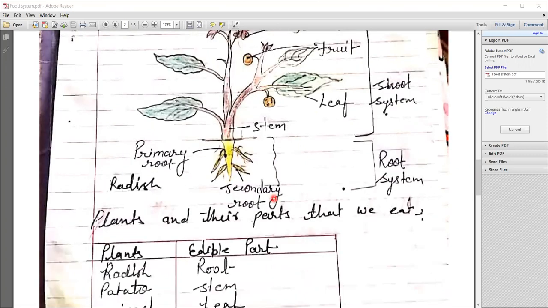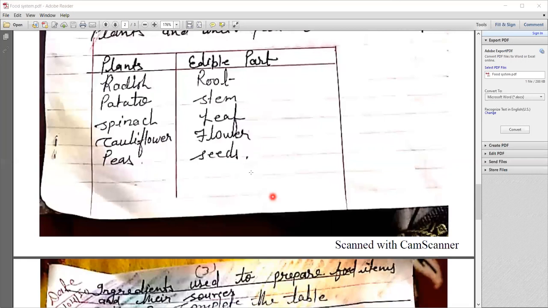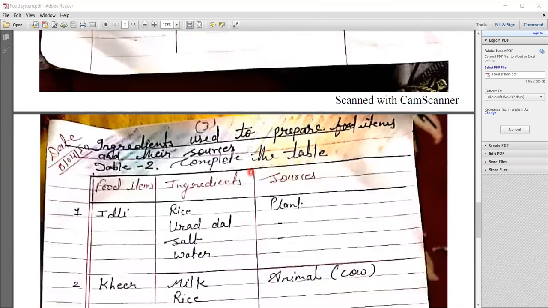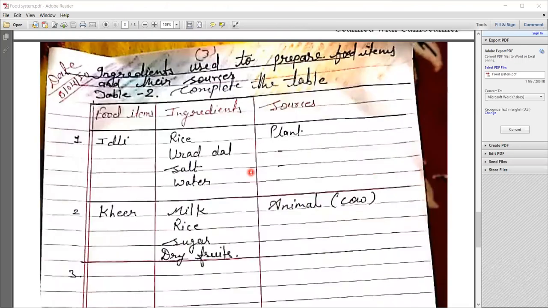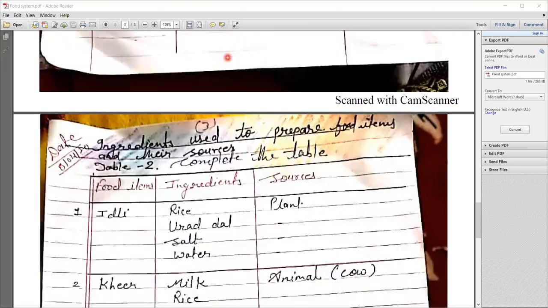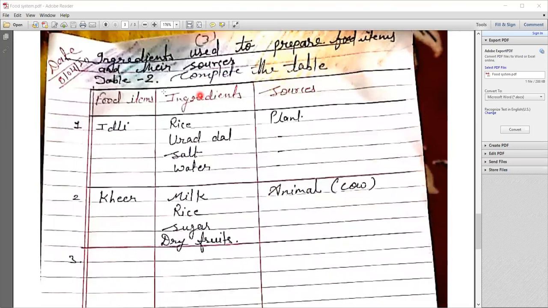So here we can easily understand, children, that different parts of plants are used as food. The next is table number 2. I have made this table so that you can easily understand. Here I have made 3 columns: food items, ingredients and sources.